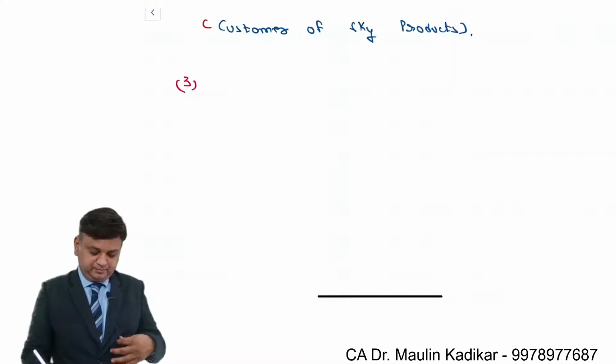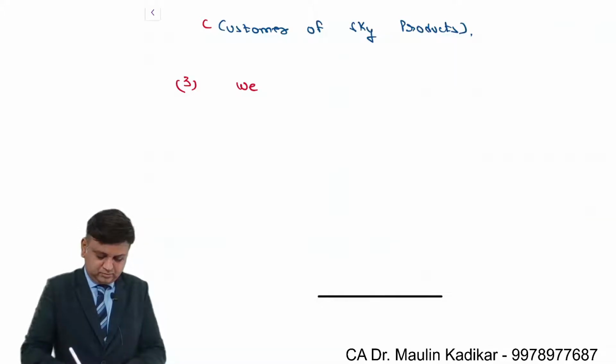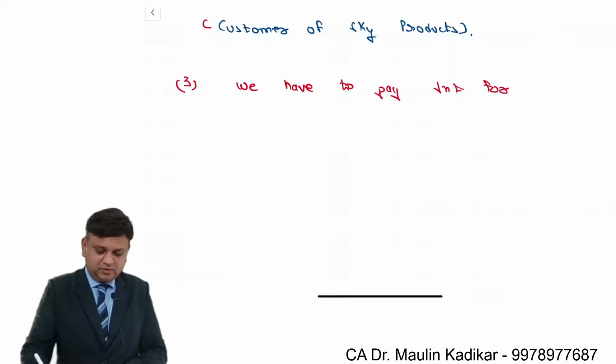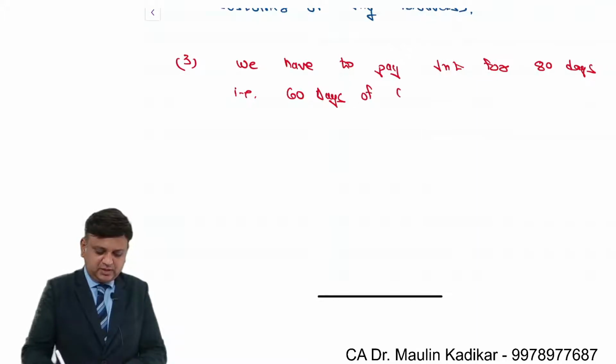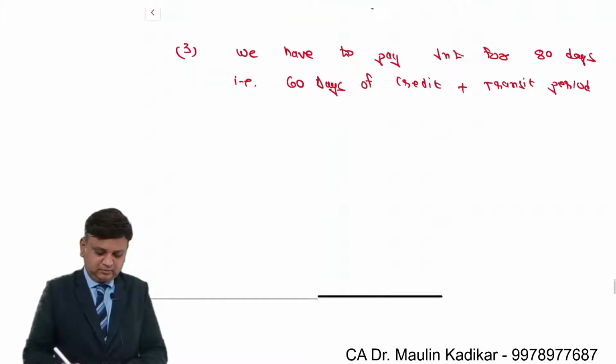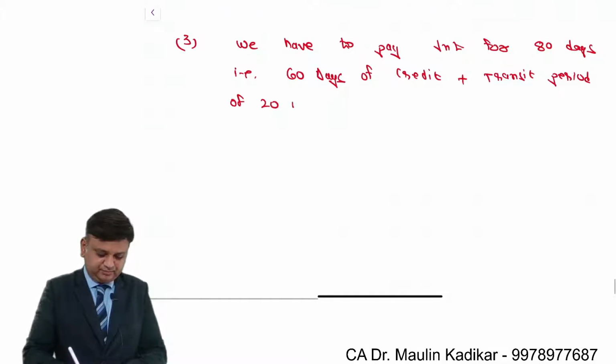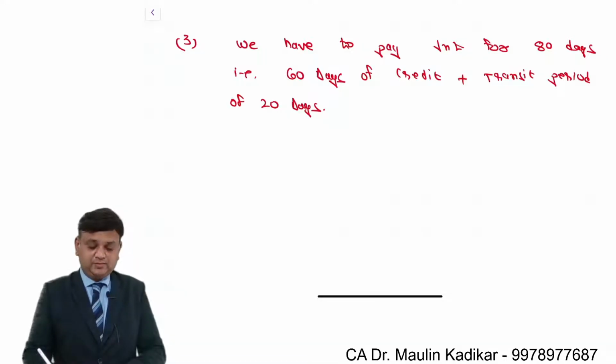Third point, we have to pay interest for 80 days, that is 60 days of credit plus transit period of 20 days, full stop.